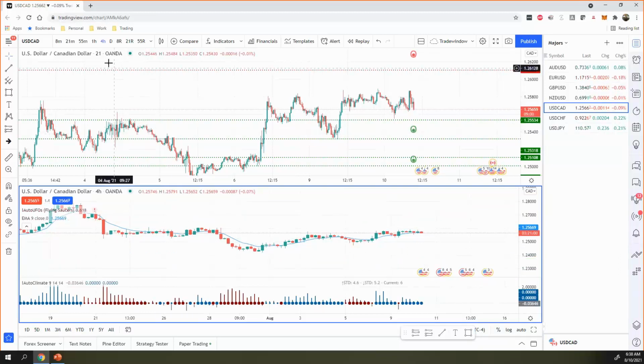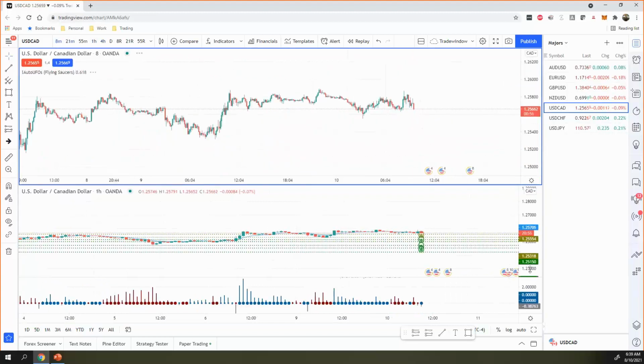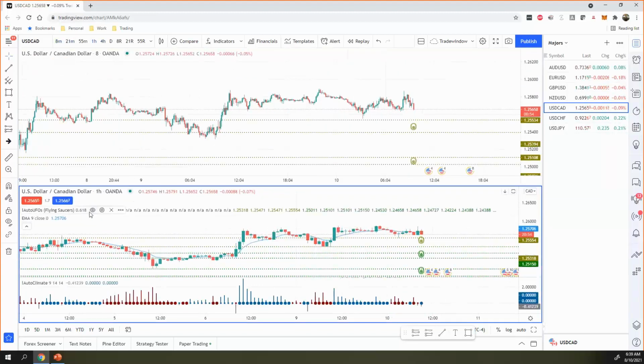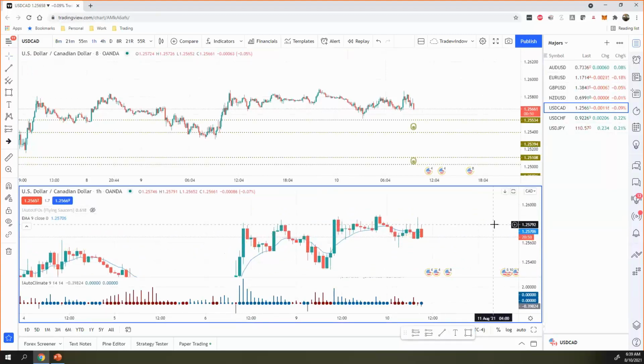Okay, and now let's take a look at the hourly with the 8-minute. Just going to disable these for now, just so it's a little bit clearer. All right, we actually have an up climate. However, we're trading below the moving average, so that in itself is a signal that this climate may be changing soon. As you see here, it's the first one.